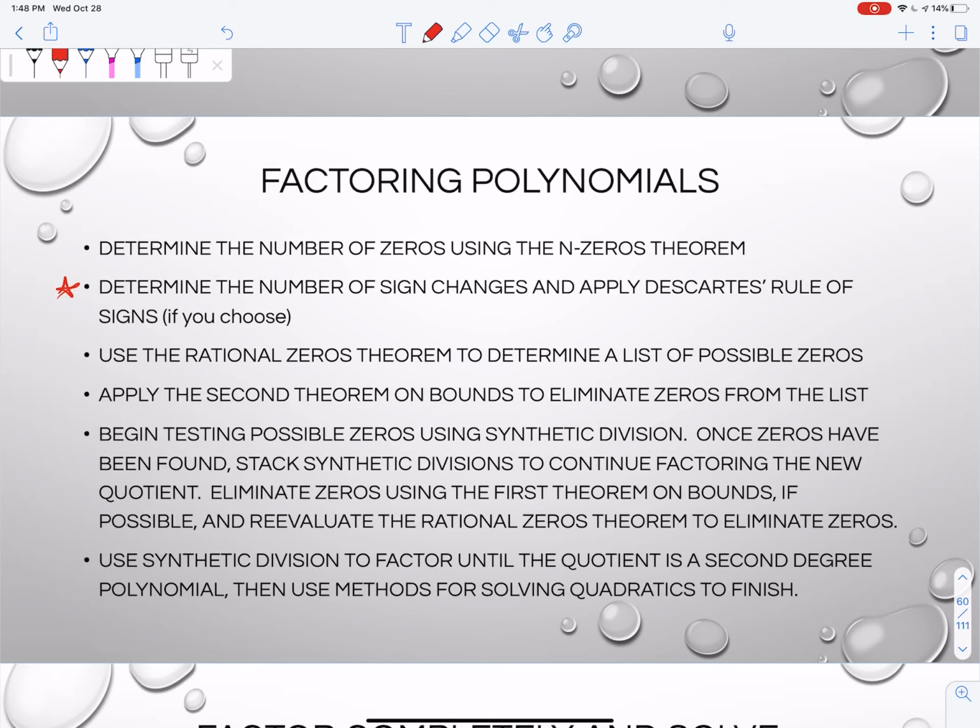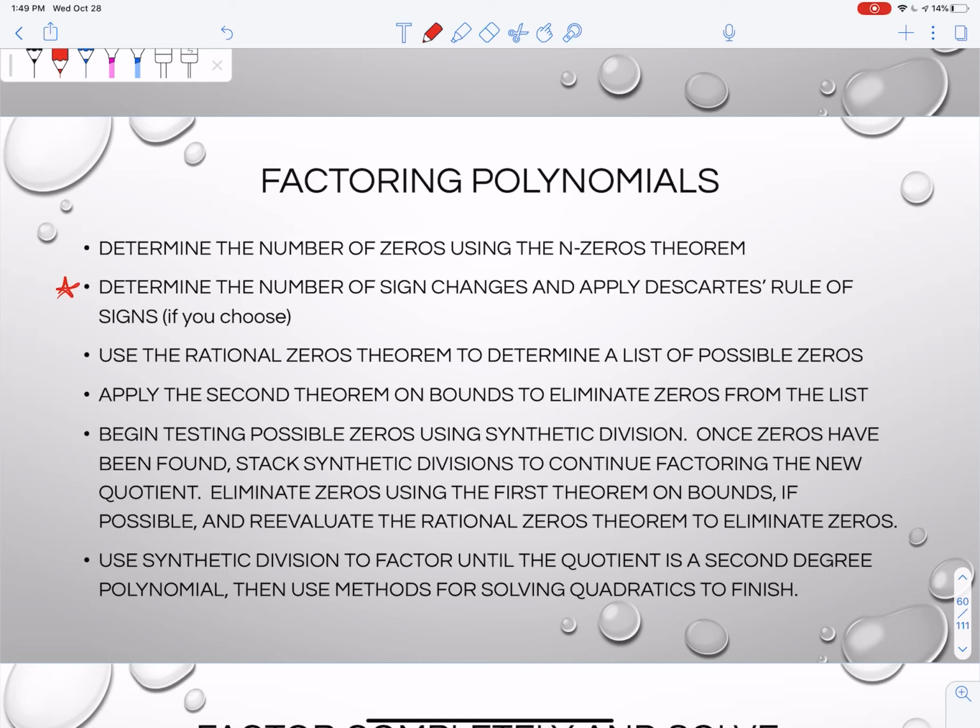I typically wait until I get down to something smaller before I start testing fractional rational values, just because it makes my life a little bit simpler as I go through. Okay, so what we're going to do is go through and factor and solve a couple of these functions. Let's take a look, and I'll come back to that one in a bit.